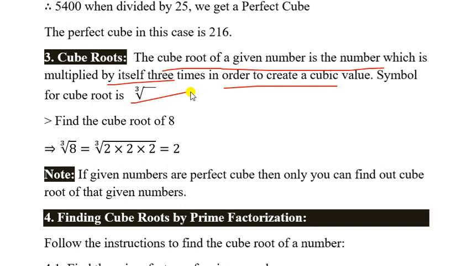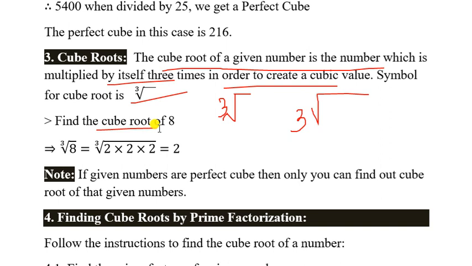Remember, simple, this one is called square root, and when you give a 3 here, then it will be cube root. It's clear? Don't write it any other way, it will be completely wrong. If you give this symbol with 3, then it is the cube root. But always you have to write 3 on top of this symbol. Remember this. Now I'll explain this with an example.